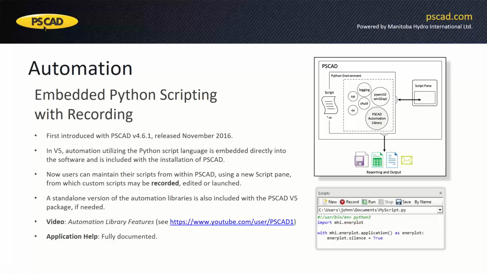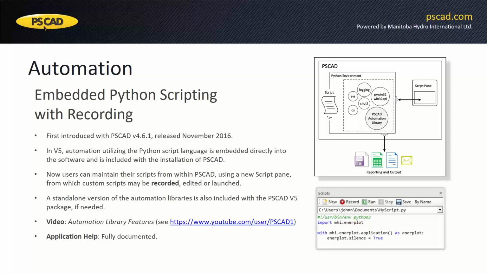All right, on to the features. Automation is not really all that new. It's been around for about 4 years now. We first introduced it in 4.6.1, but in version 5, it's been redesigned and it has been embedded into PSCAD. So when you install PSCAD on your machine, you automatically get the Python environment with it. So now, because it's part of PSCAD, you can maintain your scripts from within PSCAD. We've added a new scripting pane, and custom scripts may now be recorded, edited, and launched right inside of PSCAD.